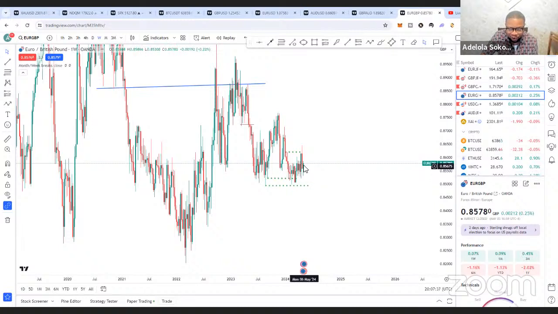So if I'm looking for a buying opportunity, if I'm trading it, I'm not trading it. But if I'm trading it, if I see price pull back around this area and form a support, I'll jump on a buy. If I see price do this, play around this area and form a support again, then I'll jump on a buy.